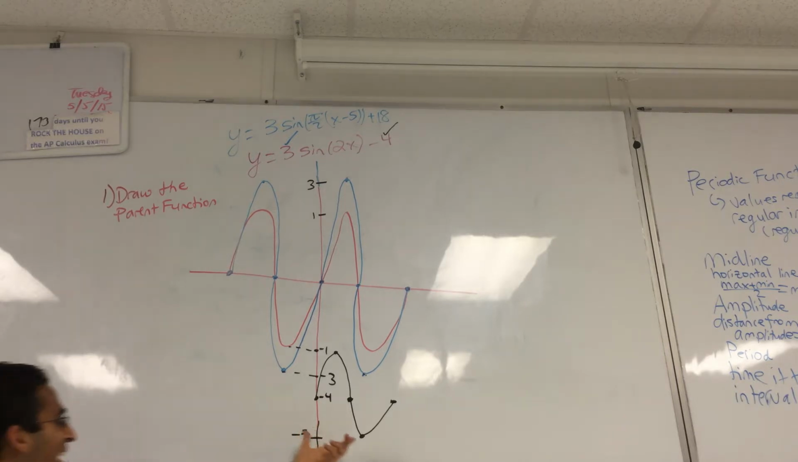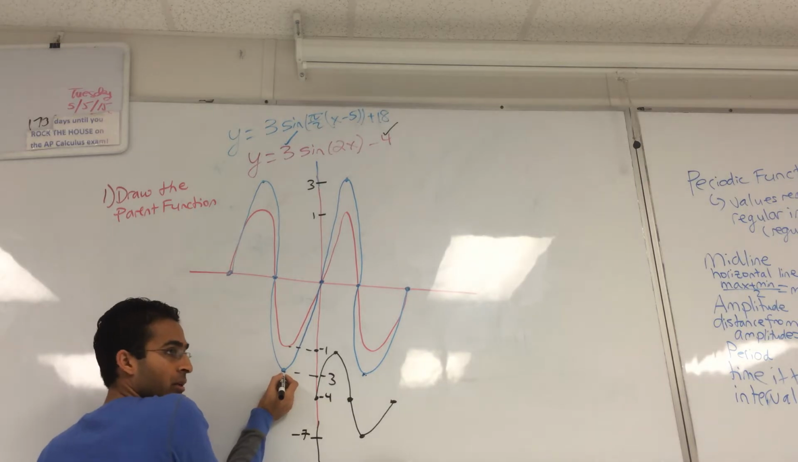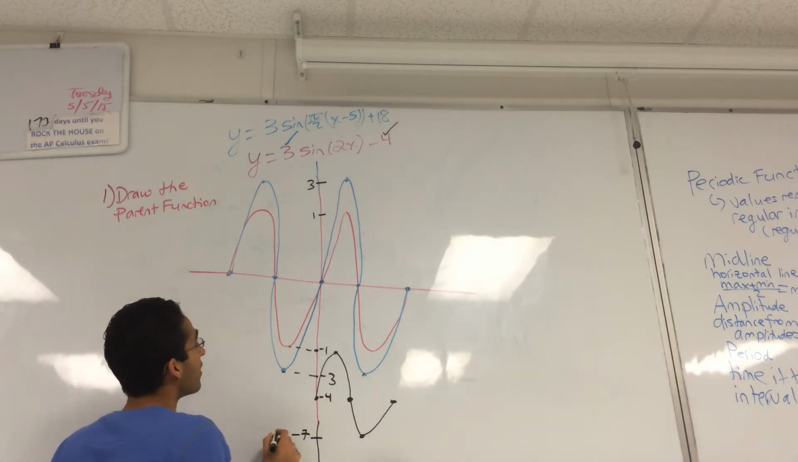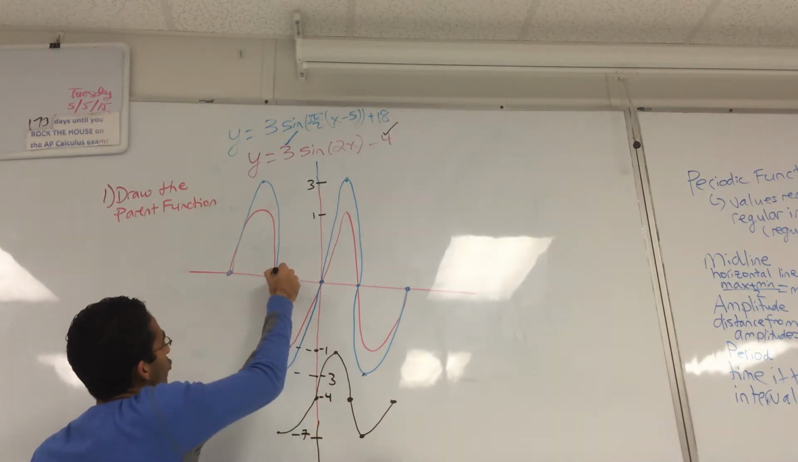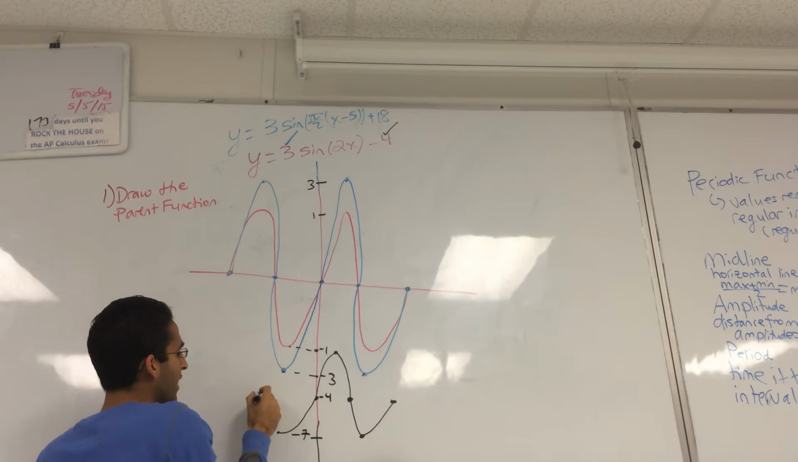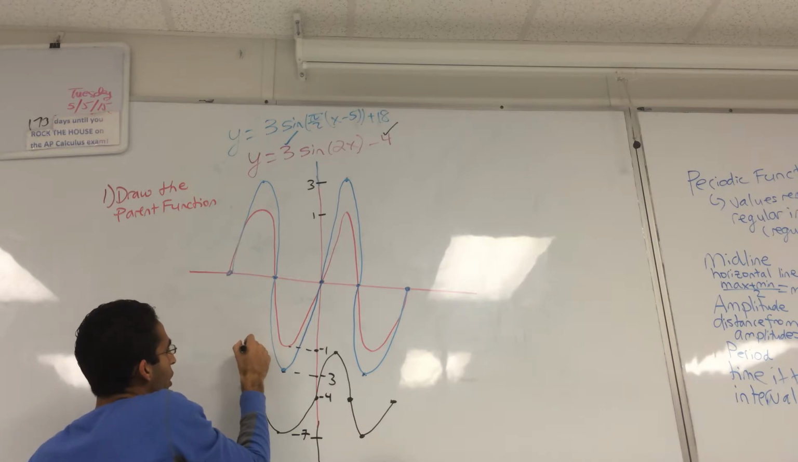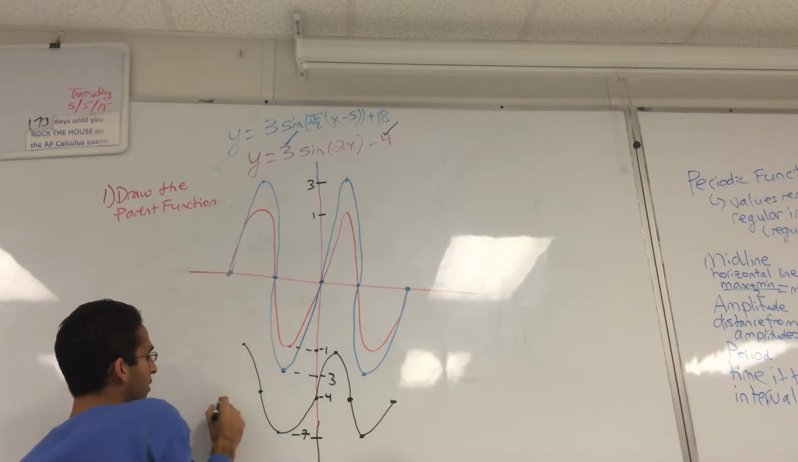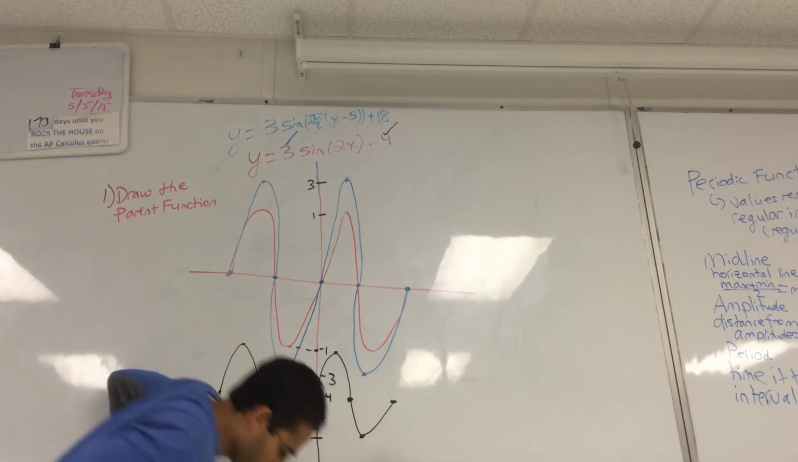And now make the exact same adjustments over here. So this negative 3 comes downstairs to negative 7. This 0 comes downstairs to negative 4. This 3 comes downstairs to negative 1. And this 0 comes downstairs to negative 4. Ouch.